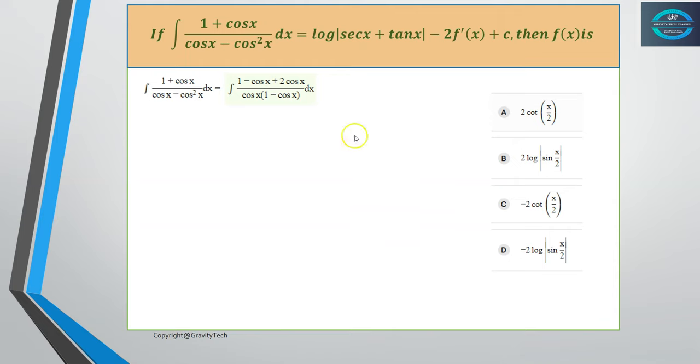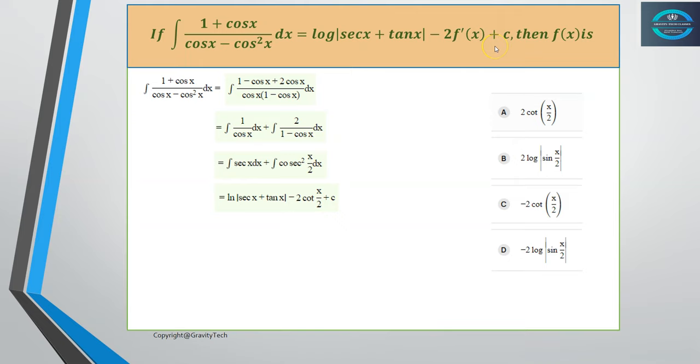Okay. So after adjustment, the separation of cos x and 1 minus cos x: 1 upon cos x, 2 upon 1 minus cos x. 1 upon cos x is sec x, and 1 upon 1 minus cos x will be what? Cosec square x by 2 upon 2, the 2 cancels, so cosec square x by 2. The integration of sec x is log of sec x plus tan x. The integration of cosec square x by 2 is minus 2 cot of x by 2 plus c.